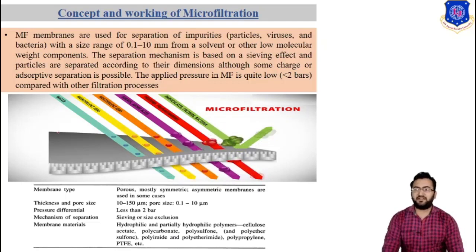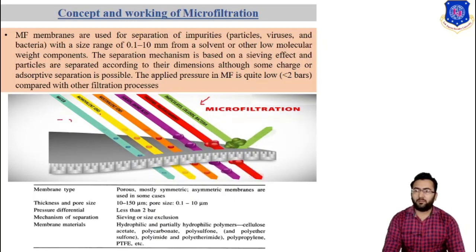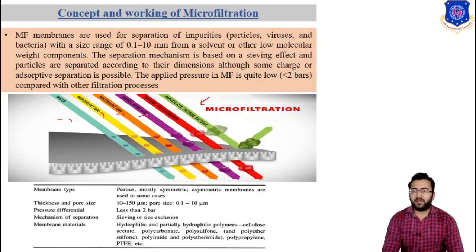So, microfiltration rejects particulates, colloids, and bacteria, whereas through the microfiltration membrane, water, monovalent, bivalent, and multivalent ions, acids, amino acids, proteins, and polysaccharides pass.